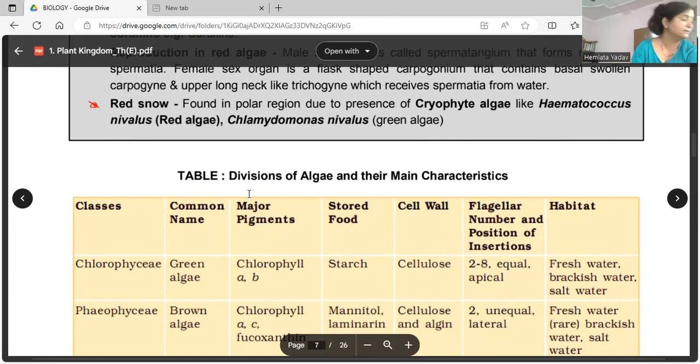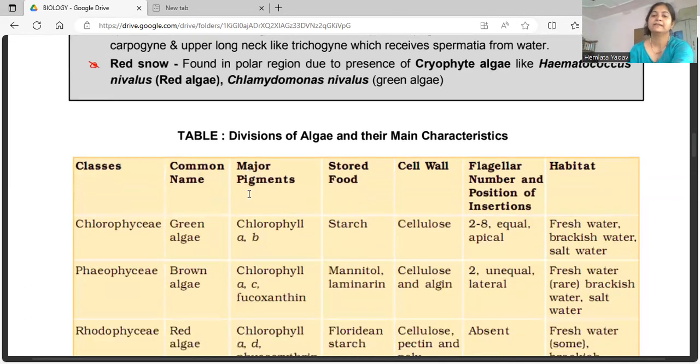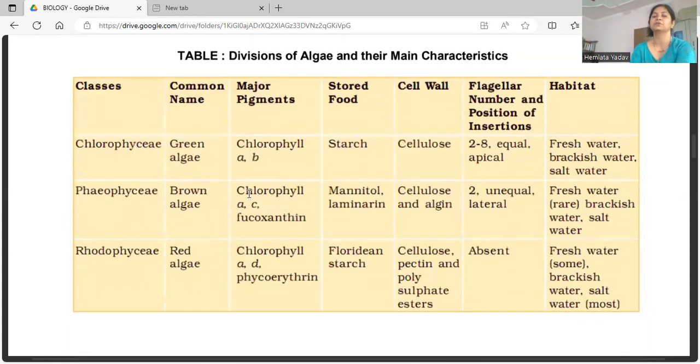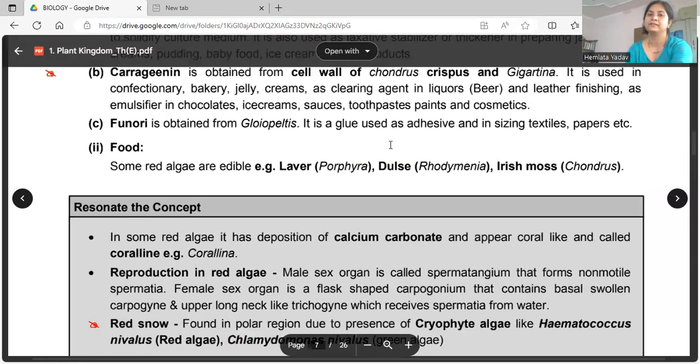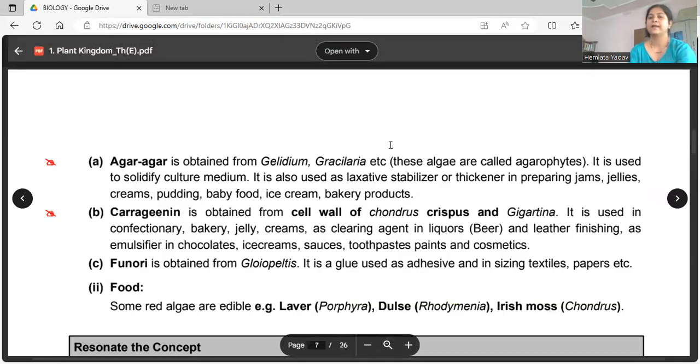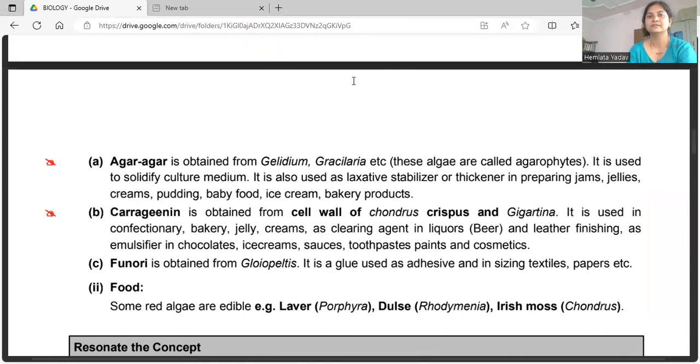This is the table given in the NCERT. It gives you the important points of the algae. You can learn this table, along with the points we have discussed on the plant kingdom, especially Thallophyta. I hope this is clear to you, and you will learn something new from this.